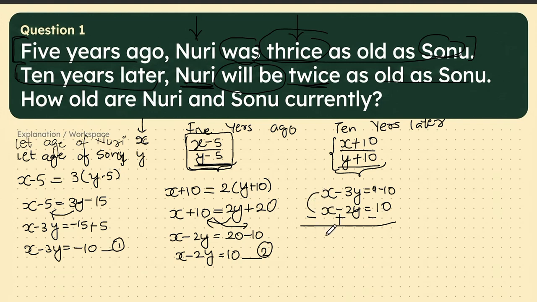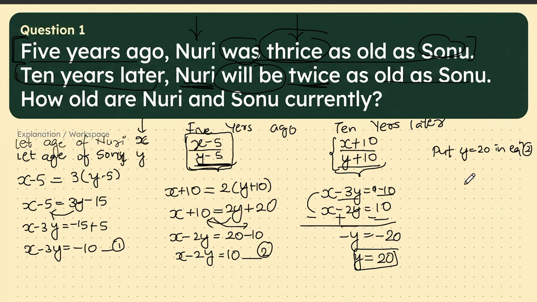So x minus x will get cancelled, minus 3y and plus 2y. So it is minus y is equal to minus 10 which is minus 20. So if we cancel out the minus sign from both sides, we will get y is equal to 20. So if we substitute the value of y in one of the equations, let's put the value of y in the second equation. Put y is equal to 20 in equation number 2.